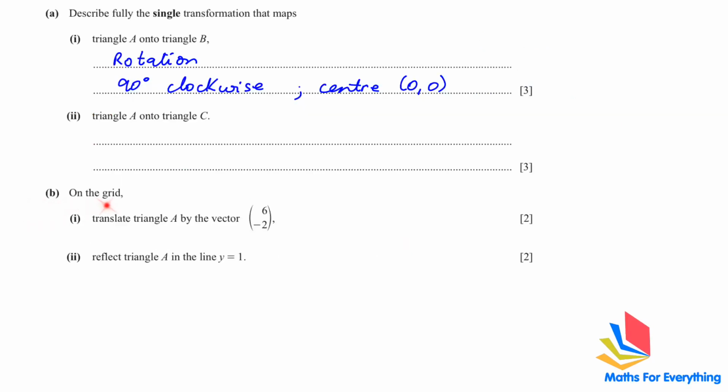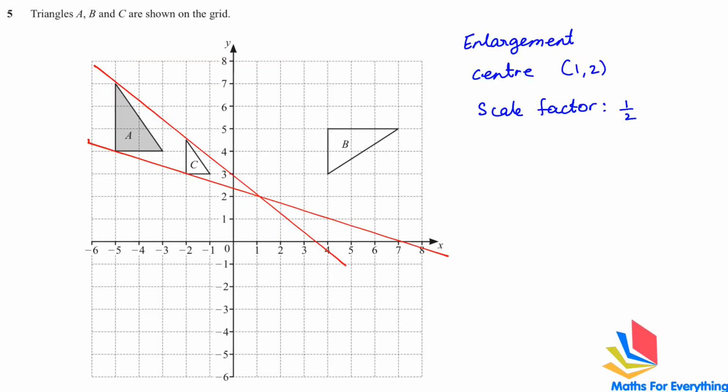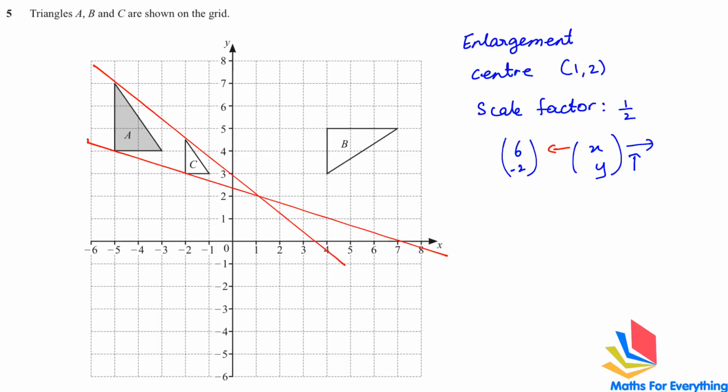Next question. On the grid, translate triangle A by the vector 6, negative 2. The top number represents x and the bottom y. If it is positive, we move the x point to the right, and if the y is positive, we move it up. If your x is negative, the point is shifted to the left, and if your y is negative, it's shifted down by that unit. So we have 6 and negative 2. From this point, count 1, 2, 3, 4, 5, 6 and going down by 2. This is your point.